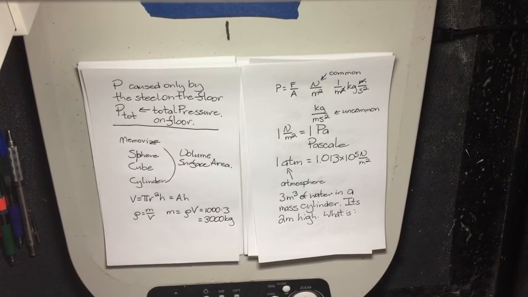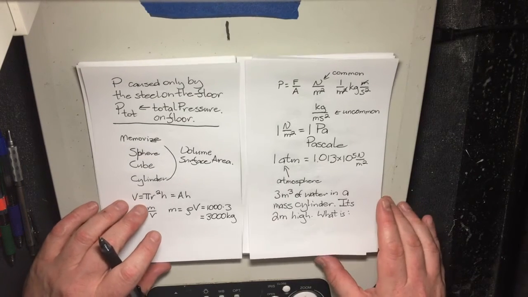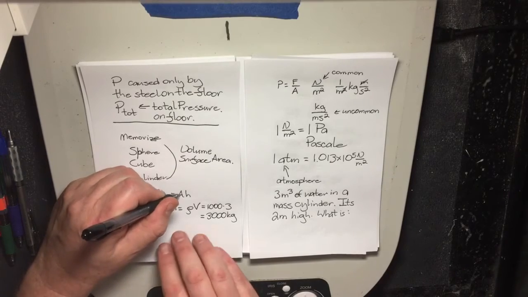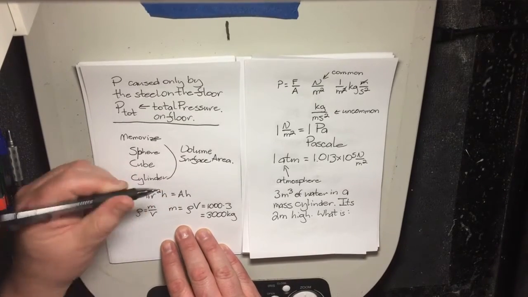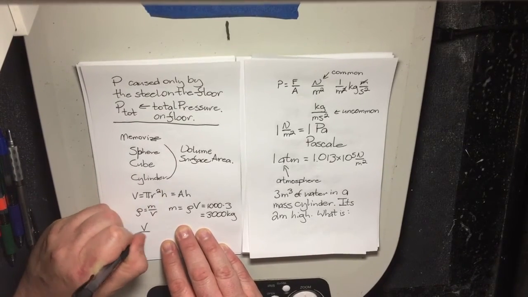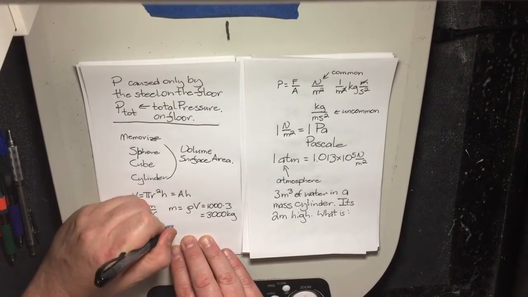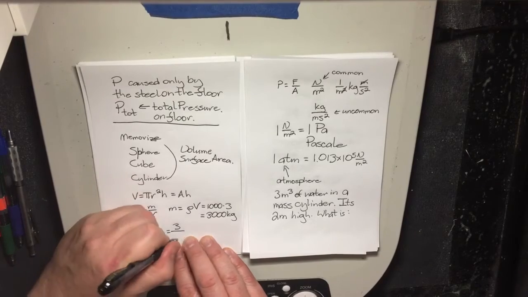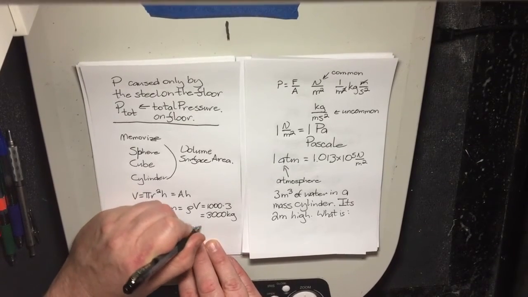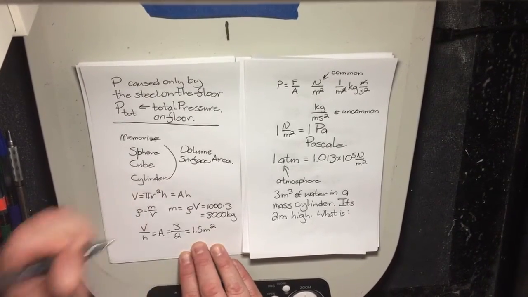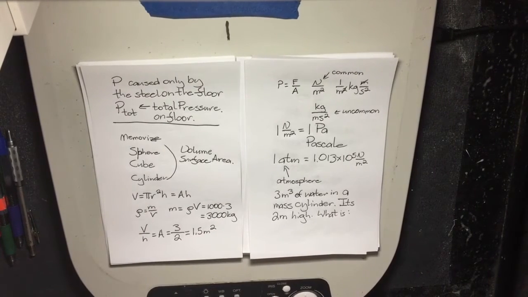The other thing we could look at is the area of the plate. V divided by H is area, which is 3 divided by 2, or 1.5 square meters. So we get a lot of basic information out of this.